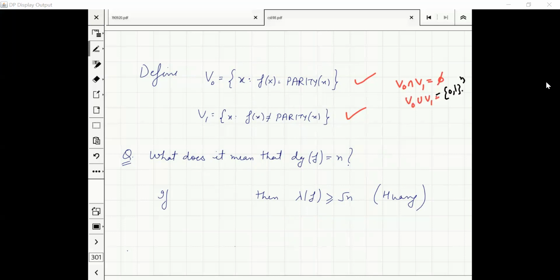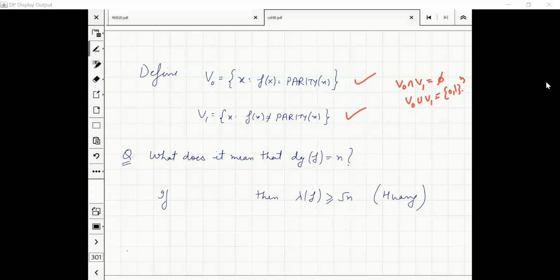Good. So now you understand V0 and V1. What does it mean that degree of f is equal to n in terms of V0 and V1? Yes, the size of V0 is not equal to the size of V1. Very good. Who was that? Aditya. Was that Aditya? Yes, very good.